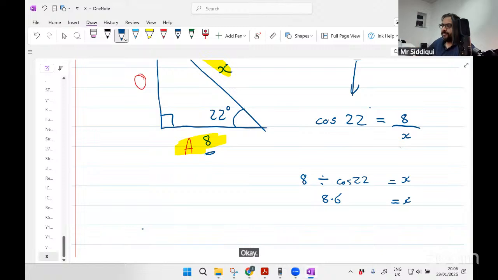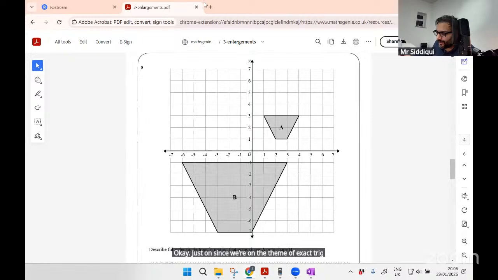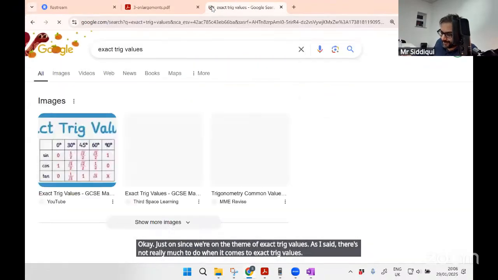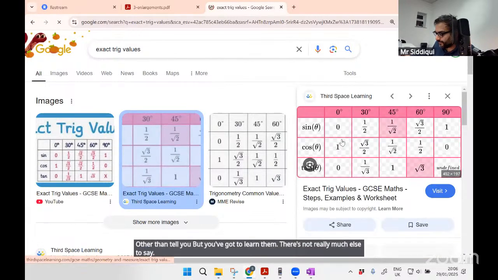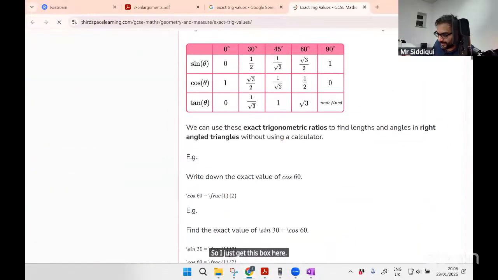Just since we're on the theme of exact trig values, as I say, there's not really much to do when it comes to exact trig values, other than tell you that you've got to learn them. There's not really much else to say. So I just get this box here.